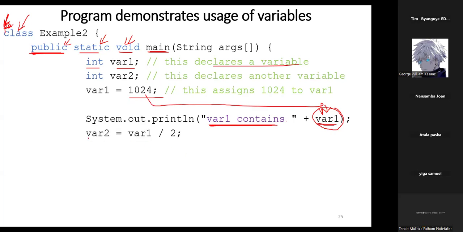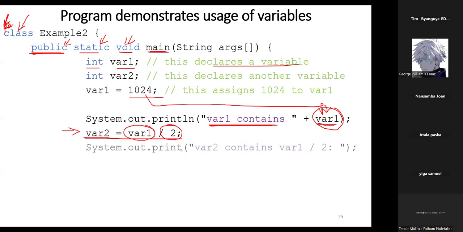Then when you come to var2 equaling var1 divided by 2, you're now performing a calculation or a computation. You're saying get whatever is in var1, divide it by 2, store it in var2. And then you come and say var2 contains var1 divided by 2, and then you come and output it on the next line. So you see the way we are using print here. This is println and then println.